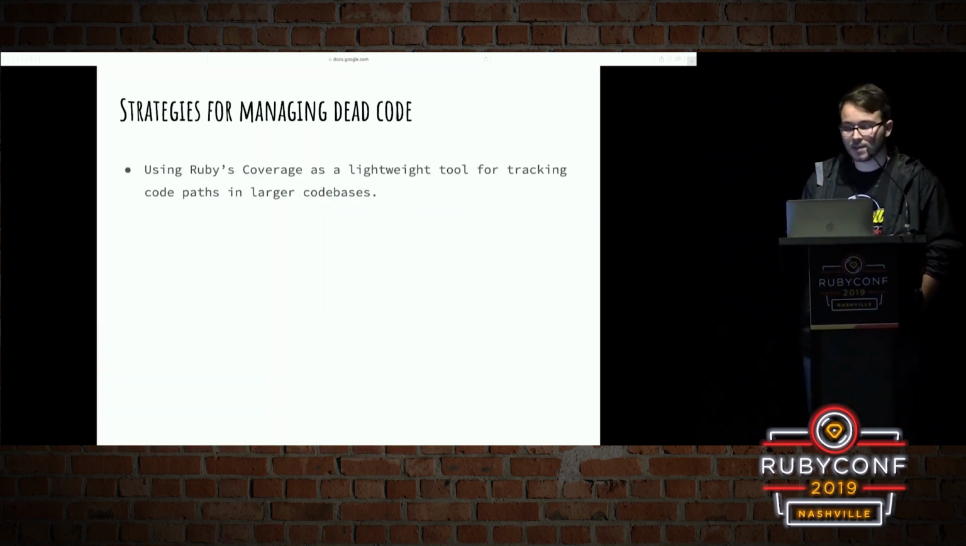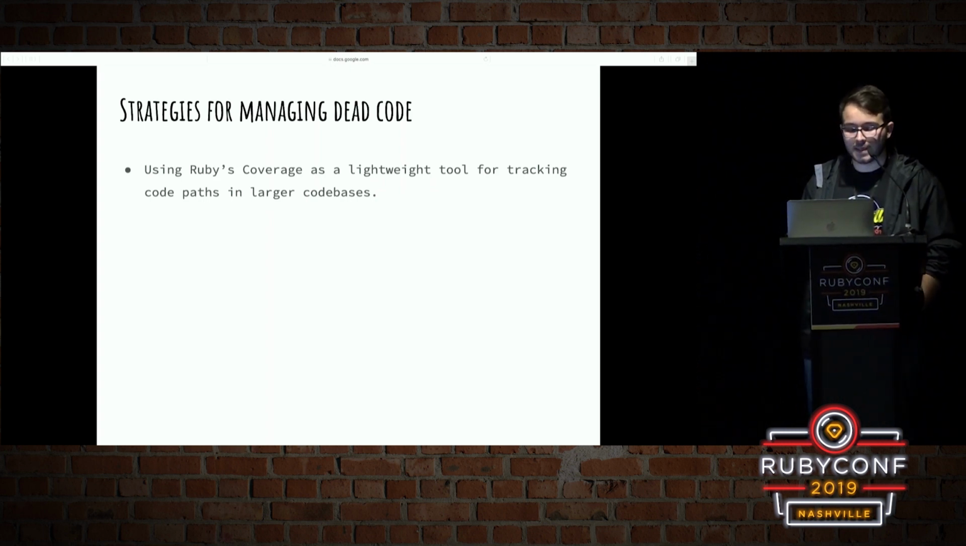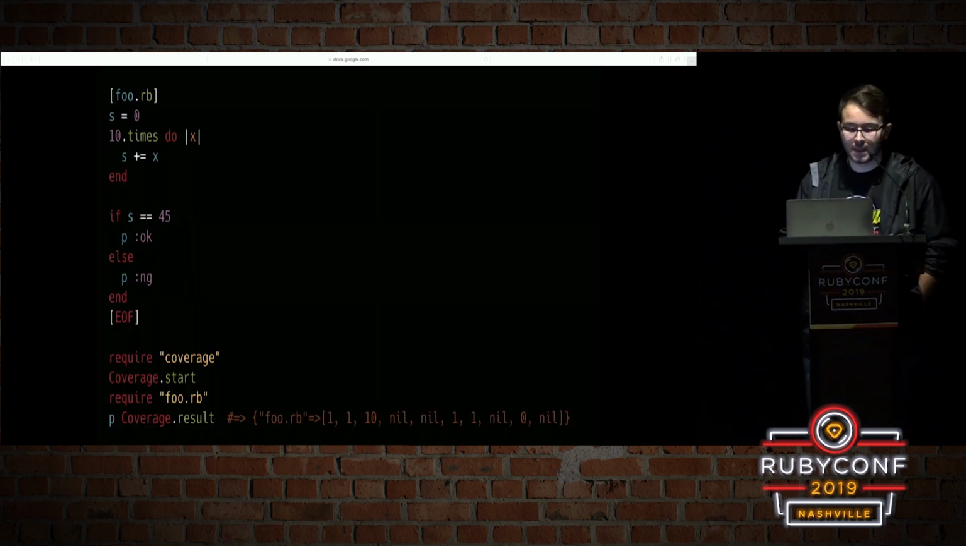Now I'll talk about some strategies for managing dead code. In a case like this, there's this really unique and experimental library in the Ruby standard library called Coverage. It's a lightweight tool for tracking code paths in larger code bases. Here's the official documentation on it. It's pretty sparse. Here's the example from the Ruby docs.